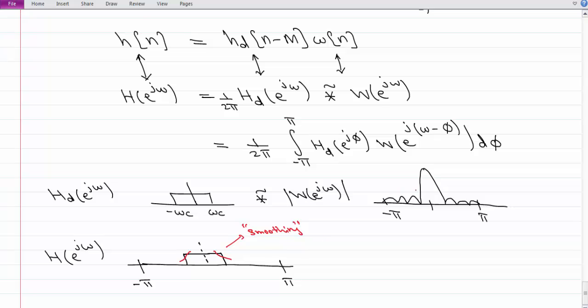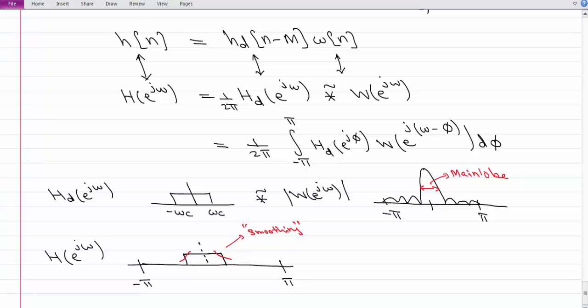And that transition is a function of what is called the main lobe of the Fourier transform of your window. No matter which window you use, in this case we have looked at the rectangular window, but whichever window you use, the main lobe of this window determines the smoothing of the cutoff frequency.